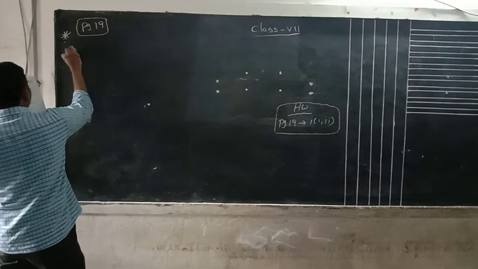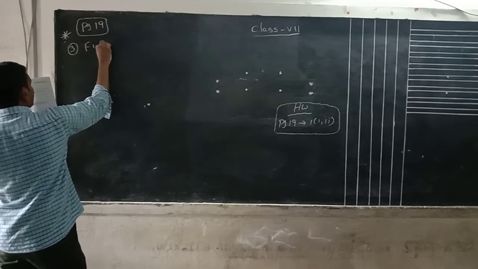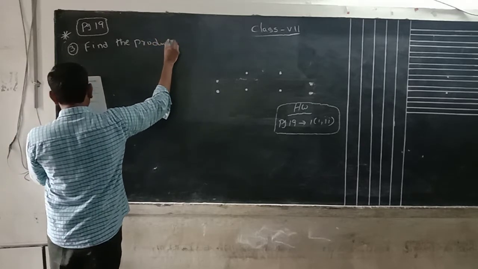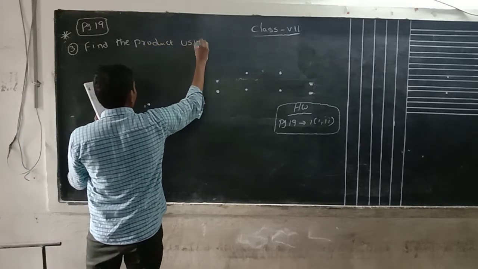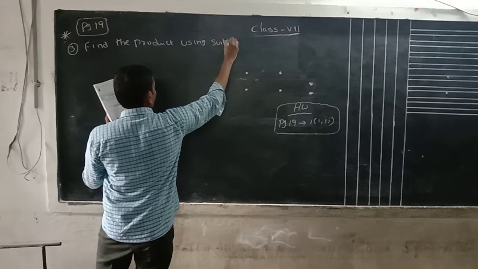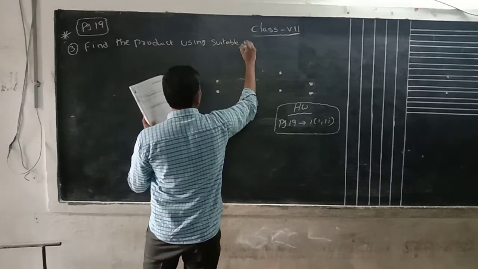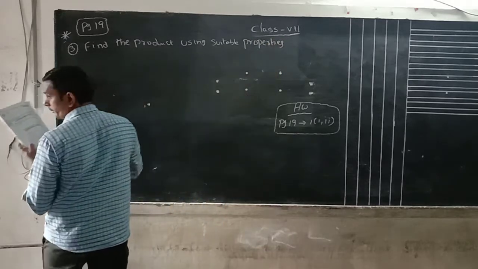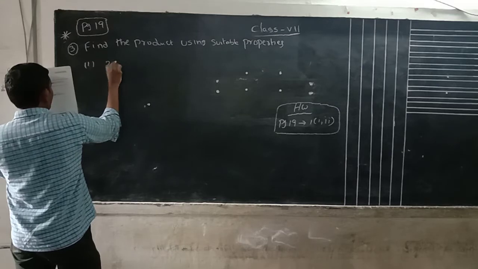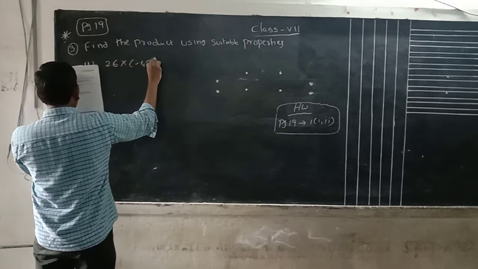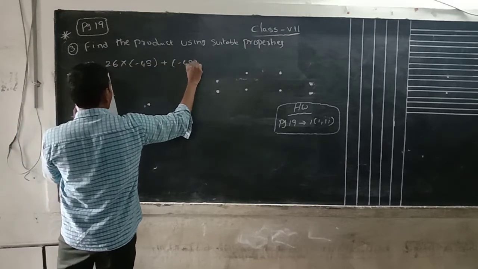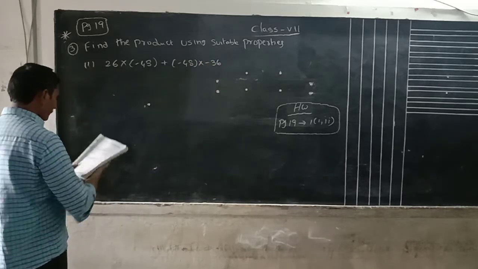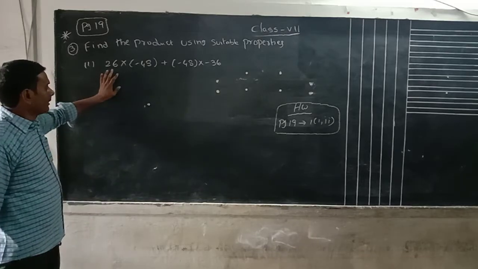Third one: find the product using suitable properties. First one, 26 into minus 48 plus minus 48 into minus 36. You can take any one of the properties, but you have to simplify.